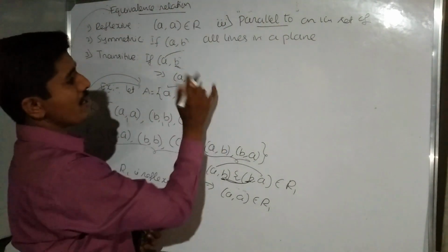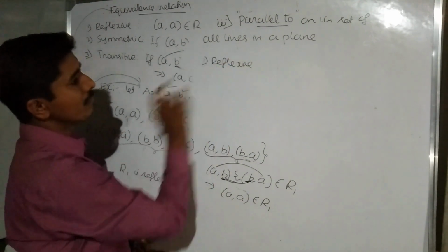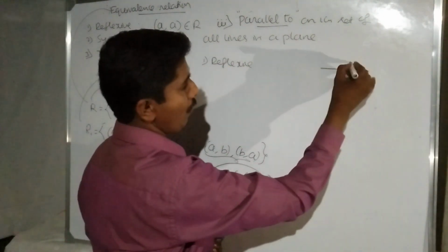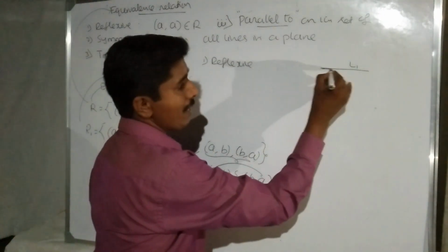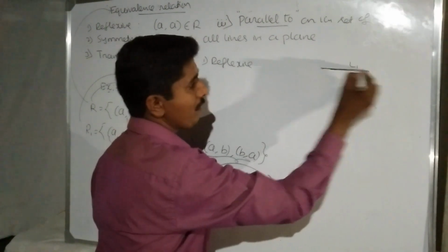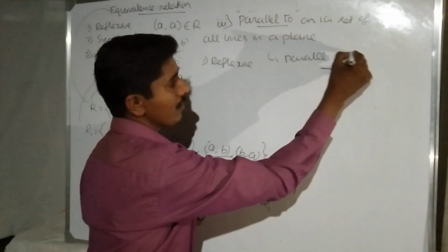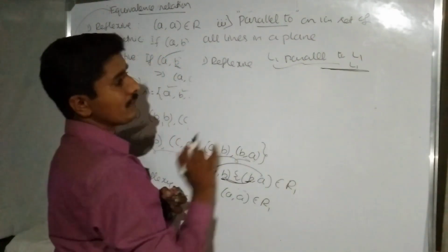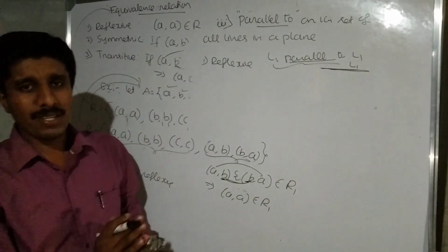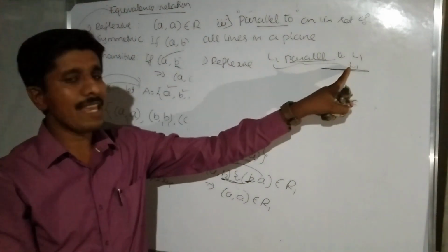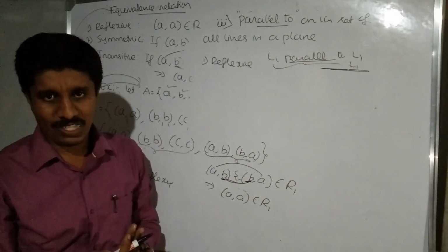Here, parallel to relation. First one, reflexive. Reflexive means here I am taking one line L1. We know that every line is parallel to itself. L1 is parallel to L1. Therefore, parallel to relation is reflexive. Reflexive means every element is related to itself. Here L1 line is parallel to itself. Therefore, parallel to relation is reflexive.